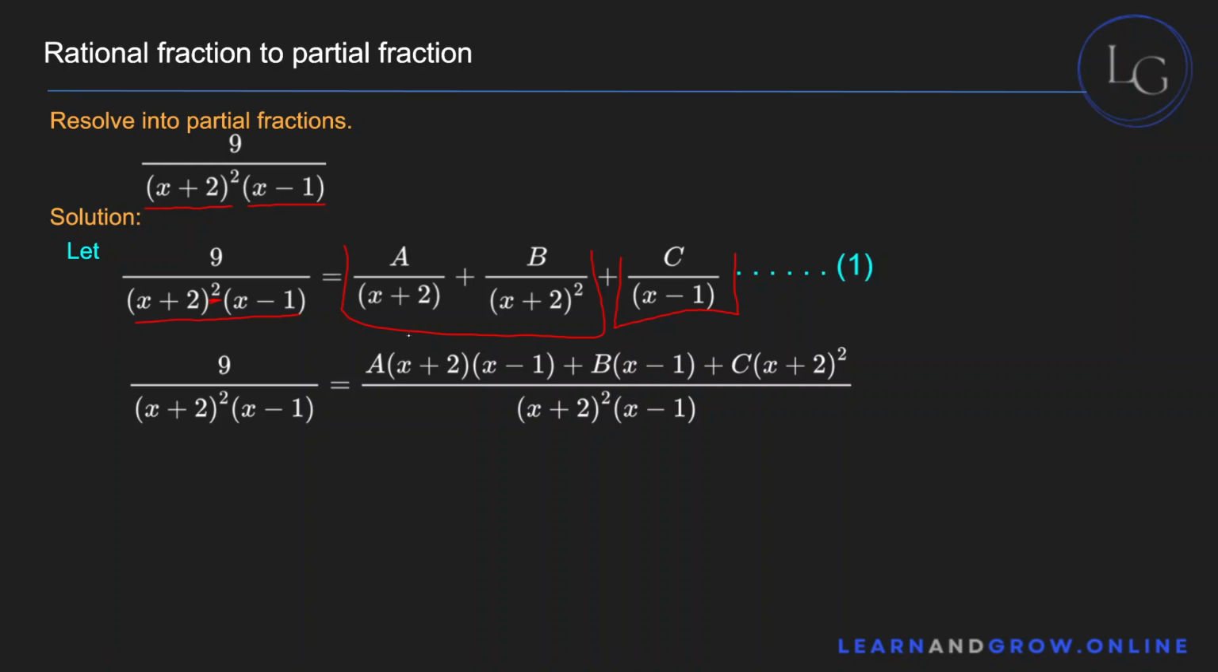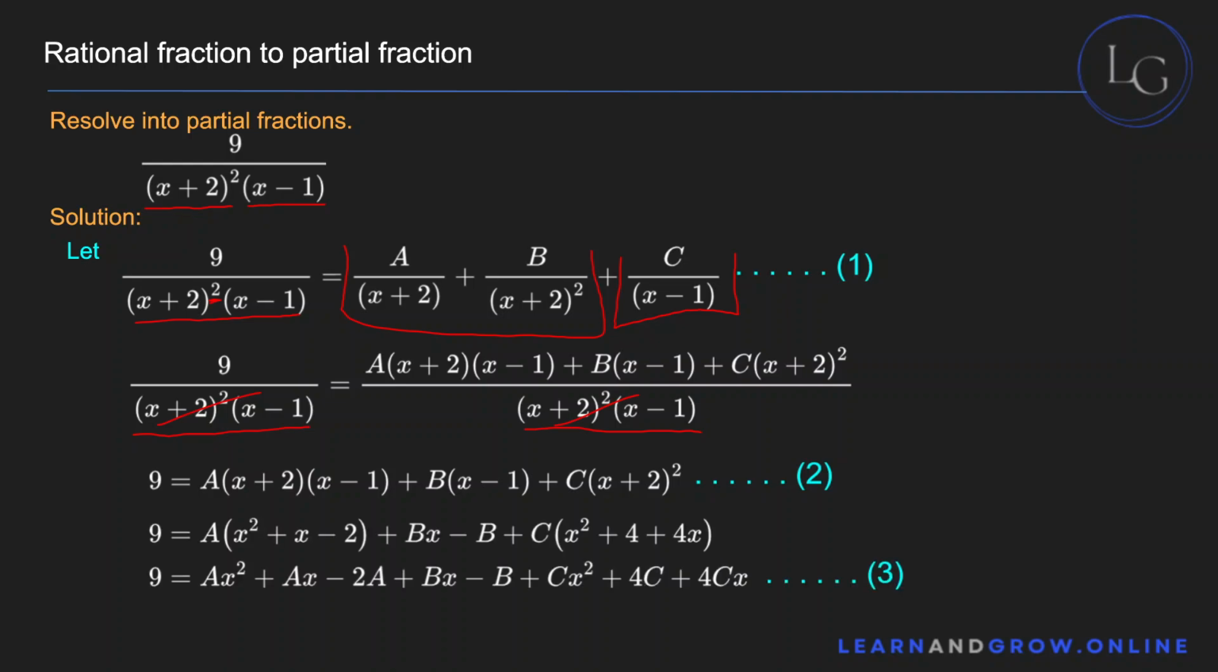And then obviously the left side denominator is also multiplied with the same expressions, and so you'll have the denominators equal to each other. Now they can be cancelled, and basically you now have the numerators equal to each other. And so you'll get this expression. After multiplying x plus 2 and x minus 1, you get this quadratic expression. B will multiply with x minus 1, so you'll get bx minus b. And c will be multiplied with x plus 2 whole square, which is basically the expansion of x plus 2 whole square. And after multiplying everything, you get this big equation.